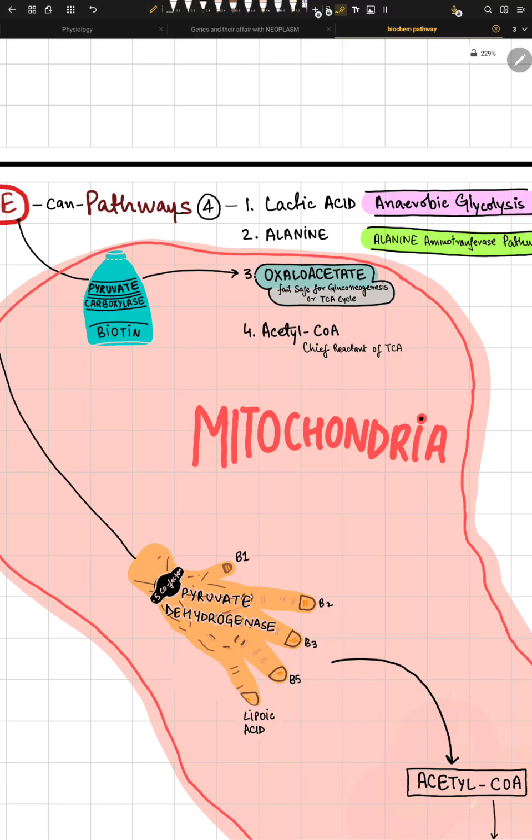The third pathway is called oxaloacetate. Now, this oxaloacetate is actually a failsafe for gluconeogenesis, right?